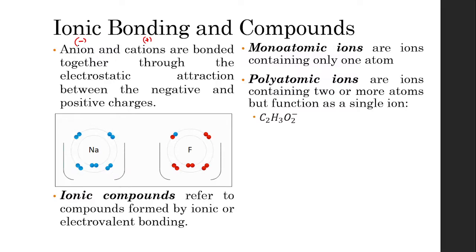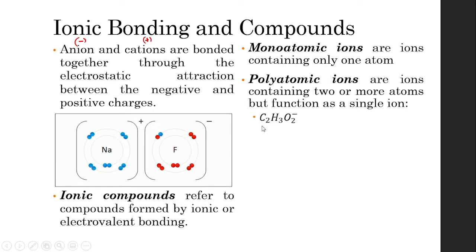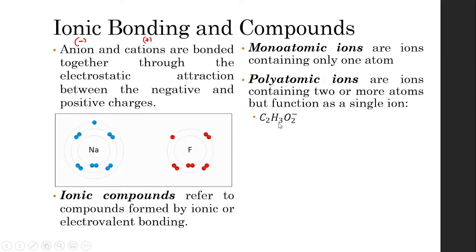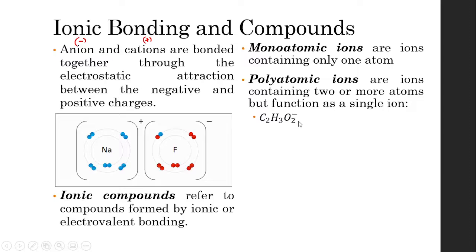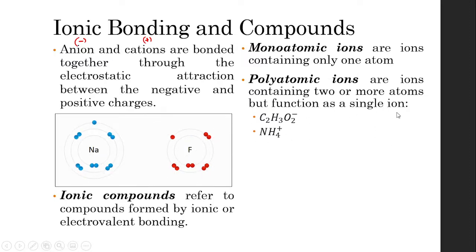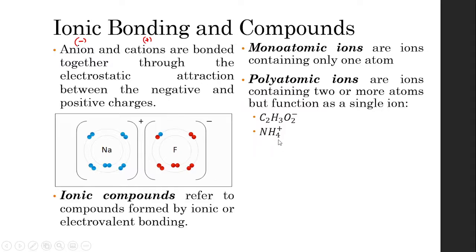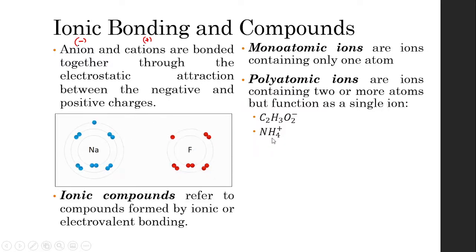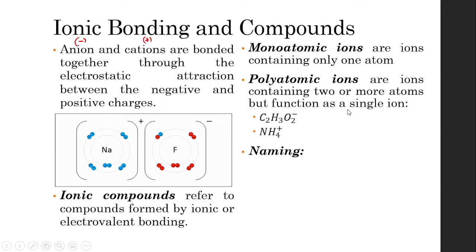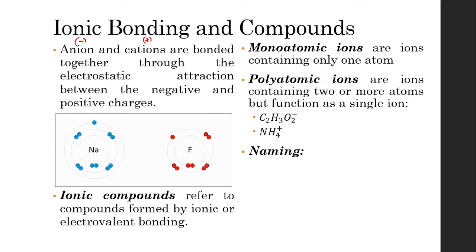Some of the examples is carbonate right here, which we have 3 atoms, C and O, but overall they can function as if they are a single ion. So if we use them in chemical reactions, they always function as a single ion. Another example is ammonium, which is NH4 with a positive charge. Even though we have one atom of nitrogen and 4 atoms of hydrogen, they are acting together as if they are one single ion.